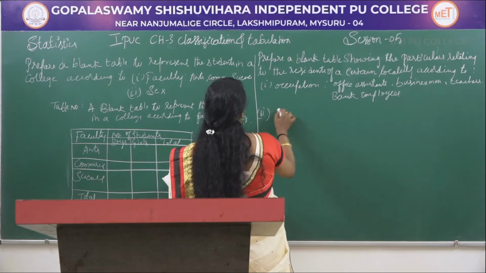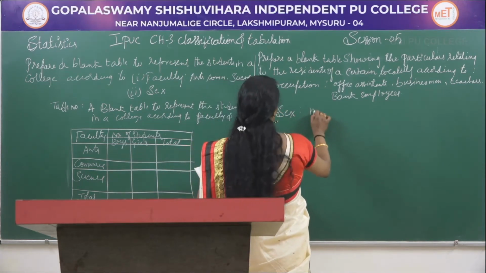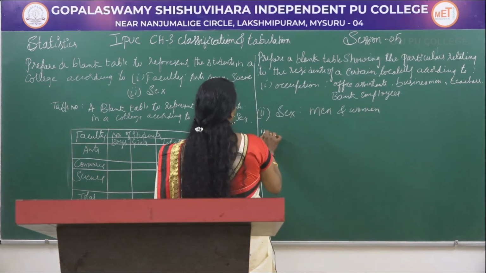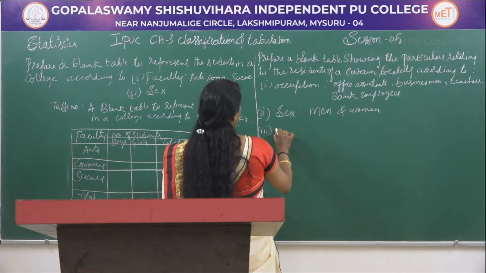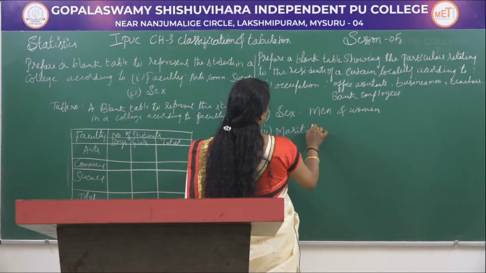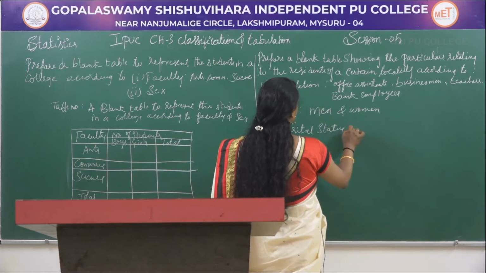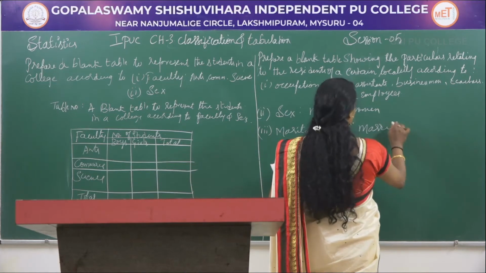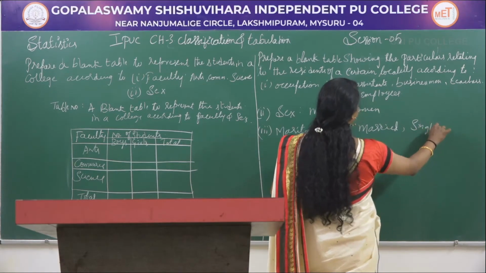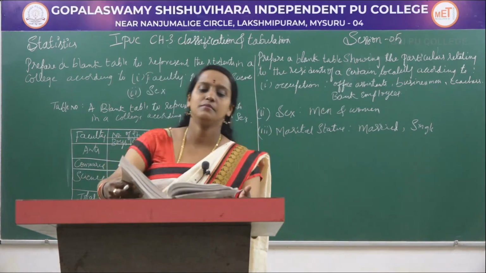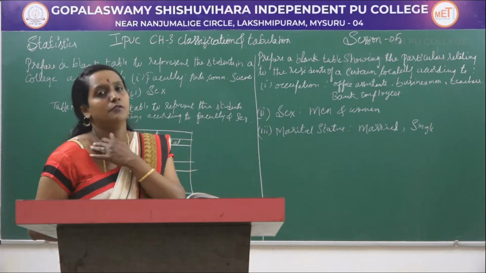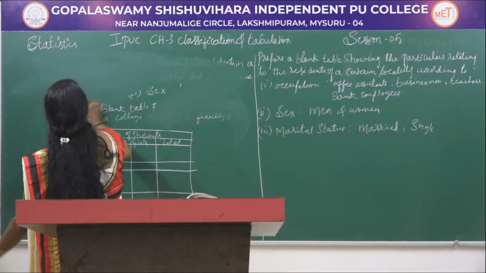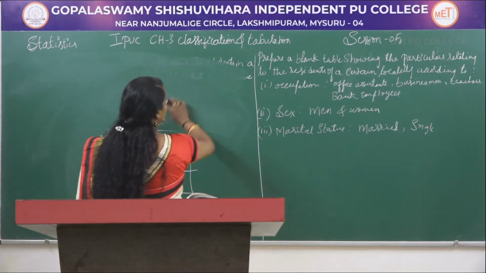Next, second category is about sex. It is men and women. And the third category is about marital status. Married, single. So in exams also you will get this type of problem for 5 marks. Simply they will give this type of data. For this we have to draft a blank table.